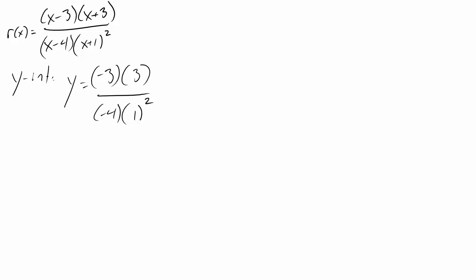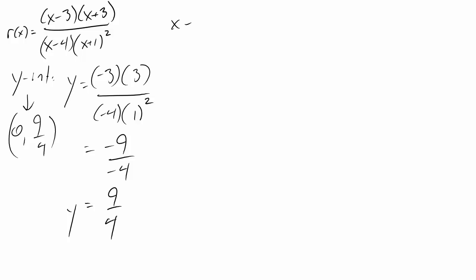And so that leaves us with 3 times negative 3 in the top, which will give us a negative 9, over negative 4 times 1, which is a negative 4. So this gives us a y-intercept of 9/4. Now if we're looking to put this as an ordered pair, obviously we put a 0 in for x, then 9/4.